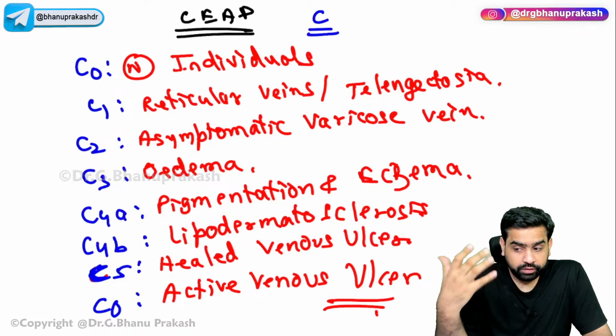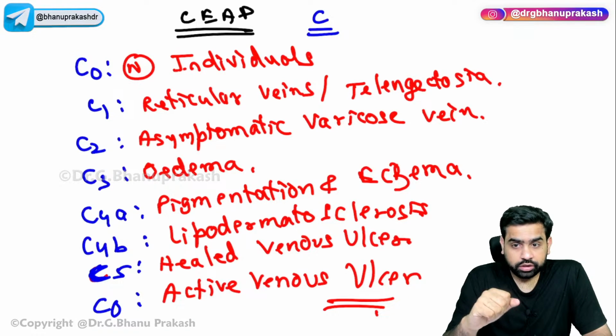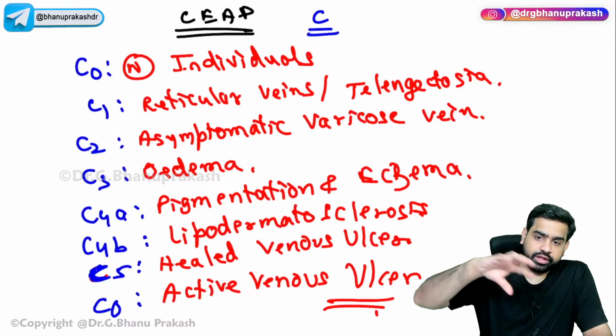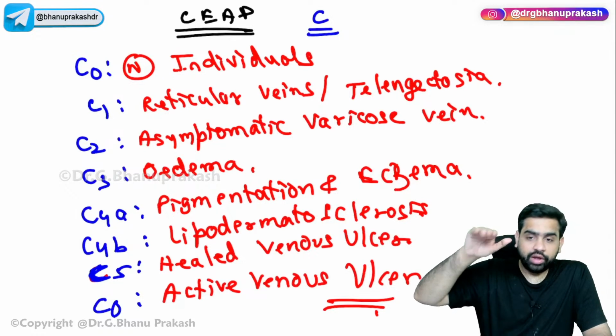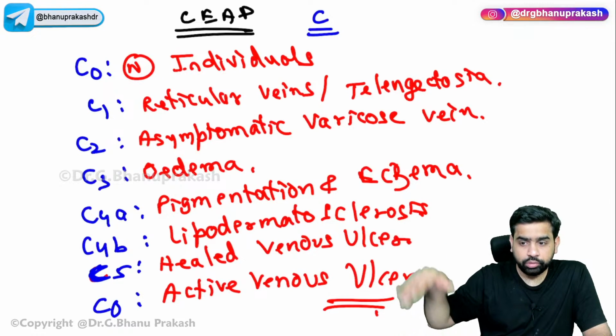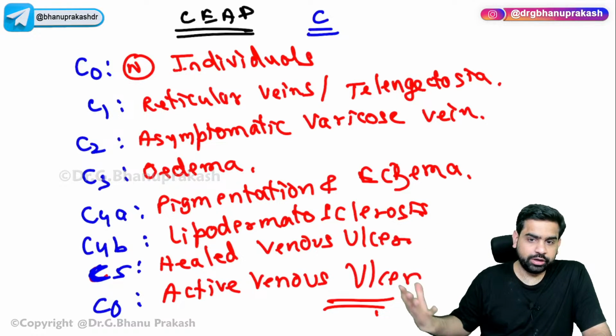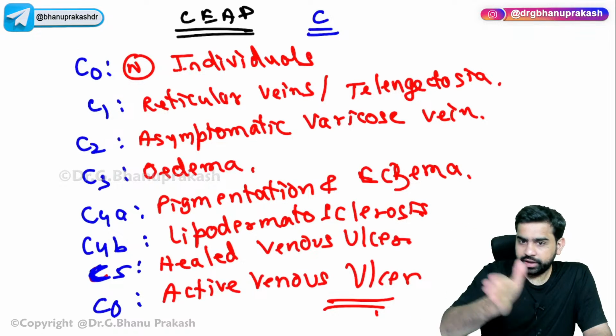Now, over a period of time, even at this point, if the patient doesn't take good care, two things can happen. The RBCs can come out and lyse, and there can be pigmentation, and at the same time the WBCs can come out, and because of this there can be lipodermatosclerosis. So that is your C4A and C4B.